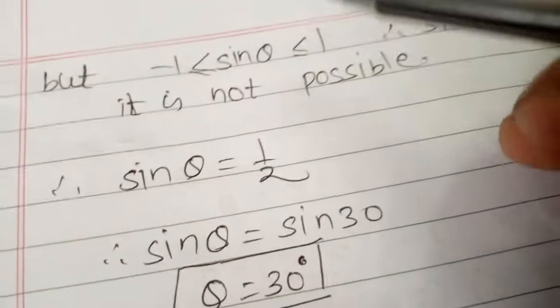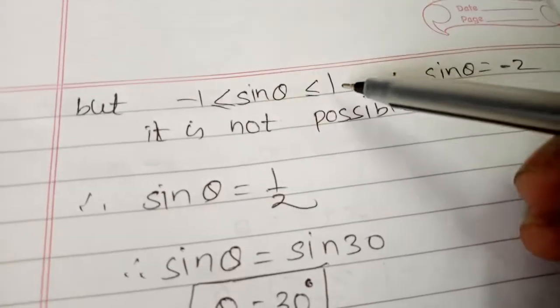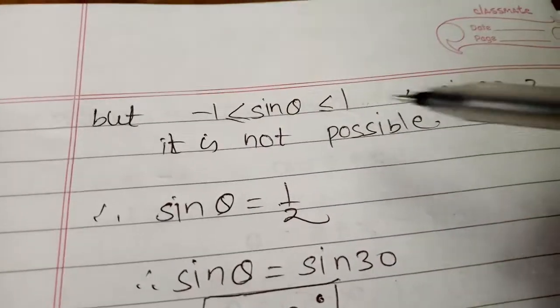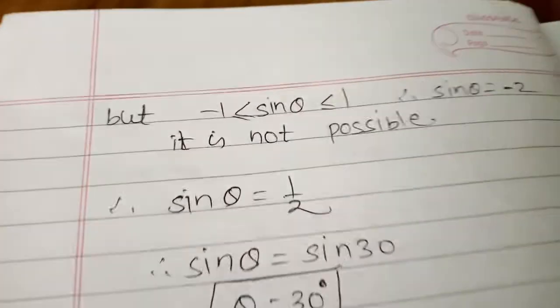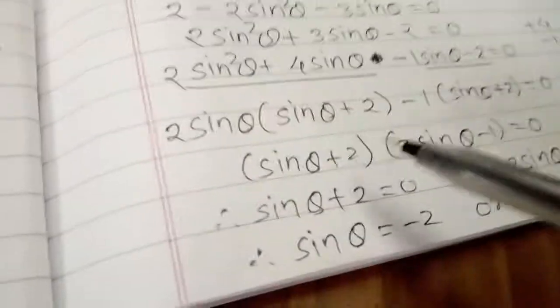But in this example, we have to find out the value of theta. And we know that sin theta always ranges in between minus 1 to 1. So I write here that is sin theta is less than equals to 1 and greater than equals to minus 1. But in this example, it is not possible, that is sin theta is minus 2. Sin theta is minus 2 is not possible.